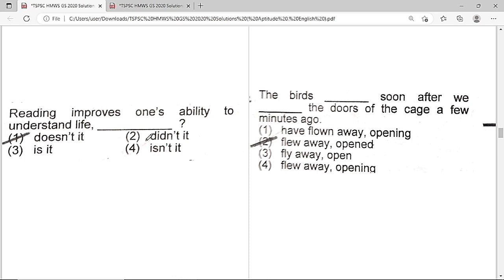Reading improves one's ability to understand life, doesn't it? So "doesn't it" is the correct fill in the blank. The answer is "doesn't it?" So we can say, reading improves one's ability to understand life, doesn't it?